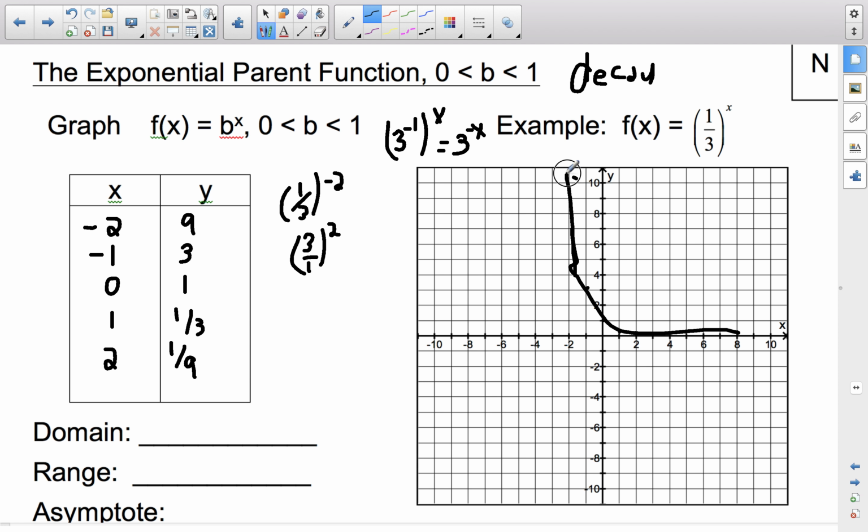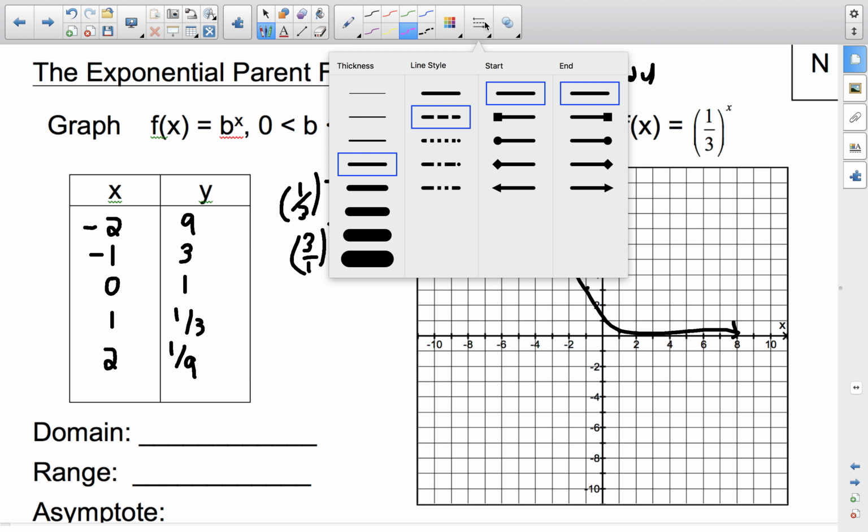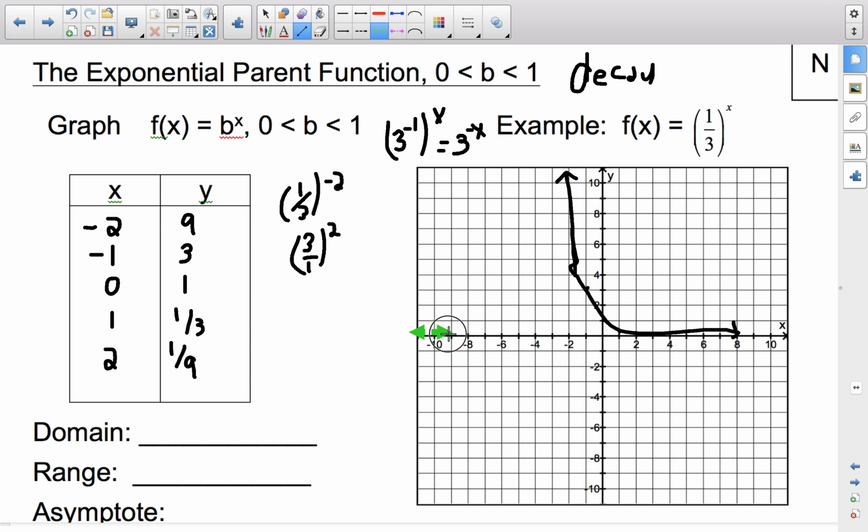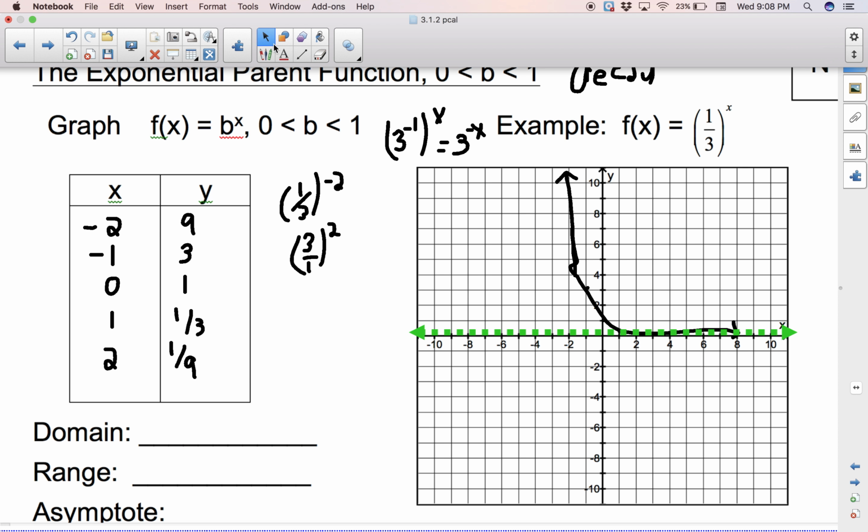All right, so this is the example of exponential decay because as I read left to right, this graph is decreasing. And again, you've got this horizontal asymptote, a line that the graph won't cross. There we go, that's what I want. So you're going to have this horizontal asymptote. It will not cross it. It'll get closer and closer to it, but never reach it. So this is decay. That happens when the base is less than 1.